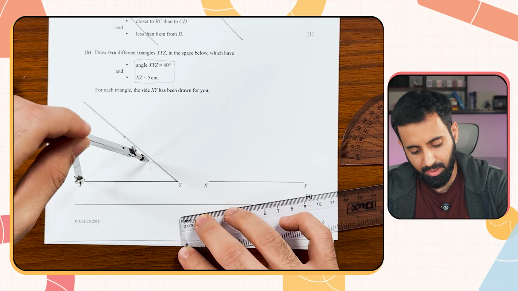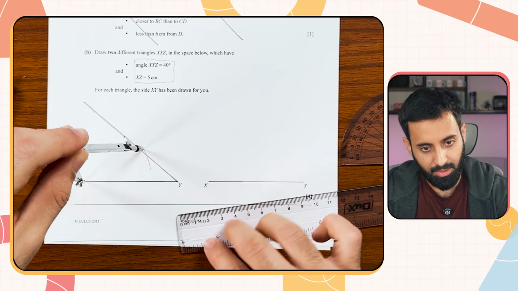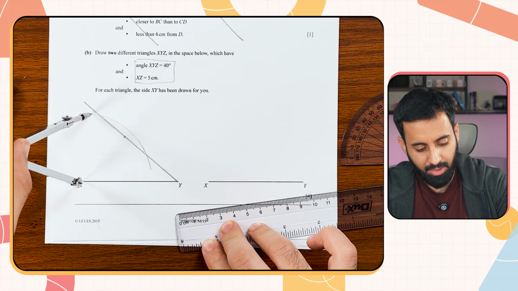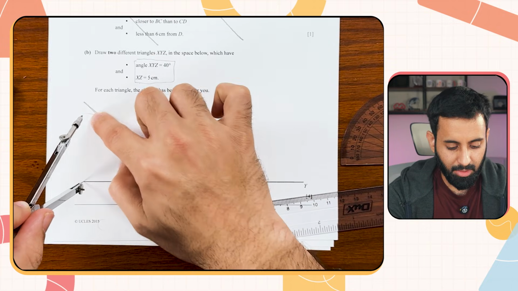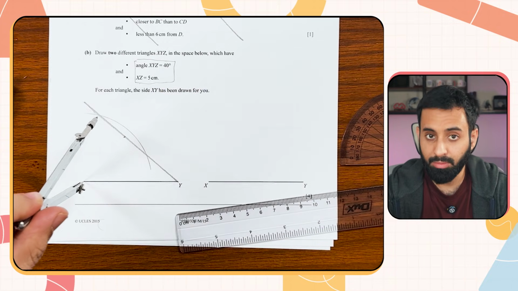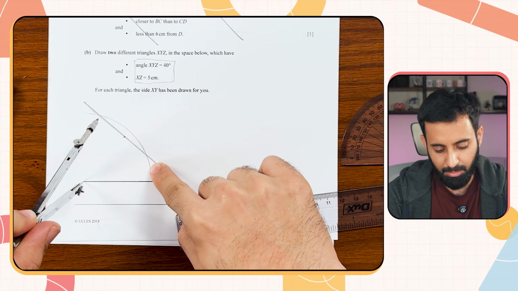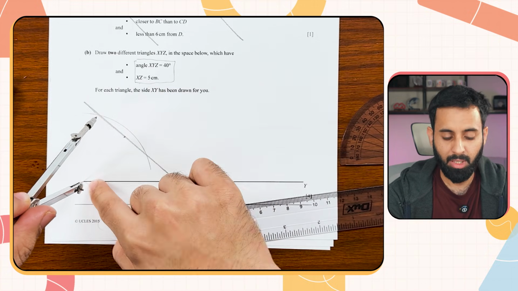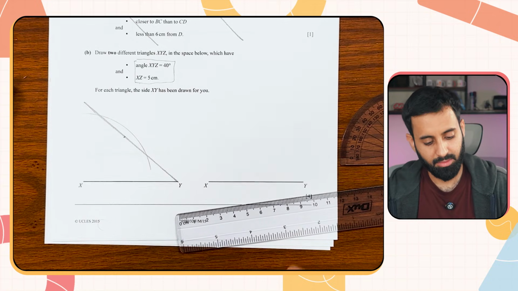Now, notice why the question is asking you to draw two triangles. If I make an arc, then this arc intersects this line once. Then if I carry on, notice something interesting happens. The arc intersects the line again. Now, how do I know whether this point is Z or this point is Z? Both of them could be Z. Why? Because it's at a 40-degree angle, number one. And number two, both these points are 5 centimeters away. That is why the question is asking you to make two different triangles, right?